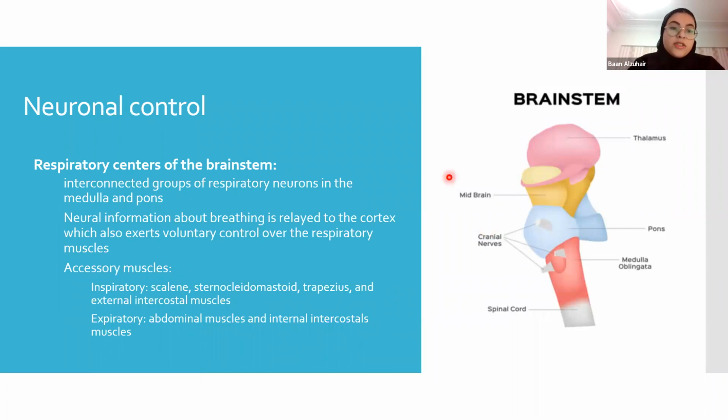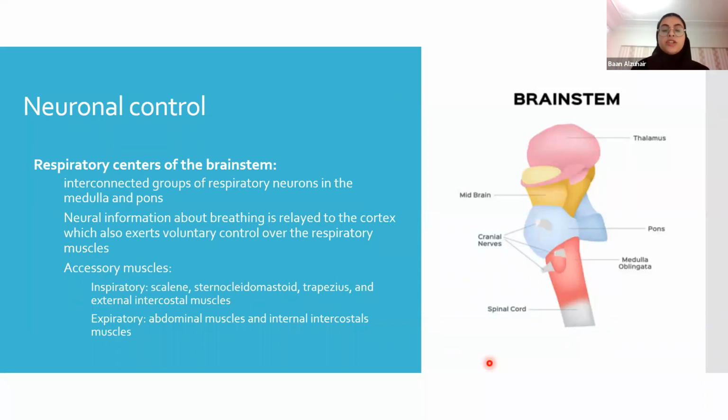Okay, so the respiratory centers of the brainstem, they're actually just fancy words to describe a group of neurons in the brainstem. The brainstem is a part of the central nervous system, as you can see in a picture over here. I'm not going to go into detail, but I just want to orient you. We have a midbrain, the pons, and the medulla oblongata, and it's found almost in the back of your head. Okay, so it's an interconnected group of respiratory neurons in the medulla and pons.